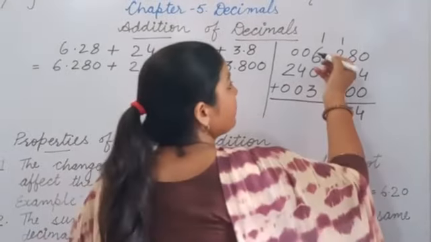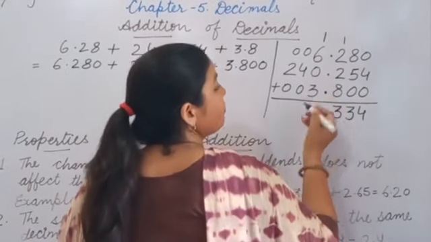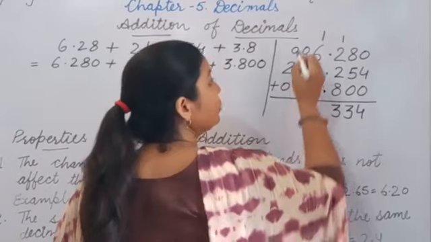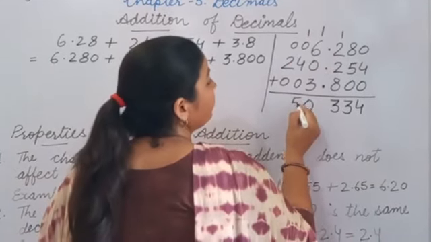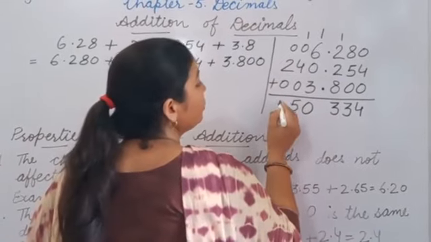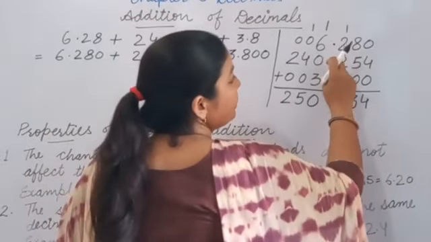Okay, now 6 plus 1, 7, 7 plus 3, 10, 1 goes carry. 4 plus 1, 5, and there is 2 plus 0, 2. Now decimal, decimal, decimal.